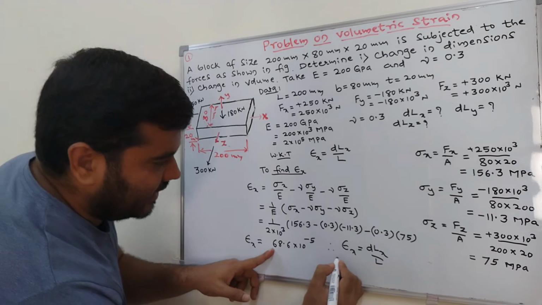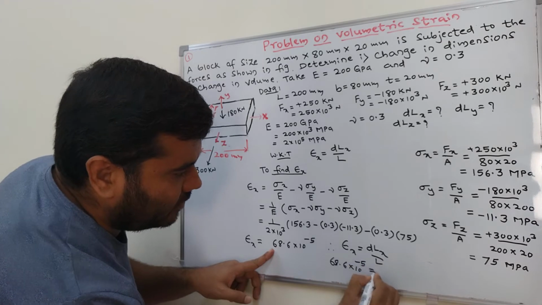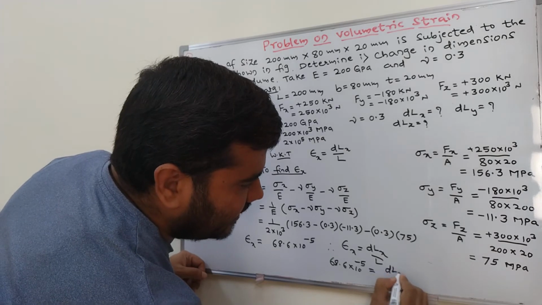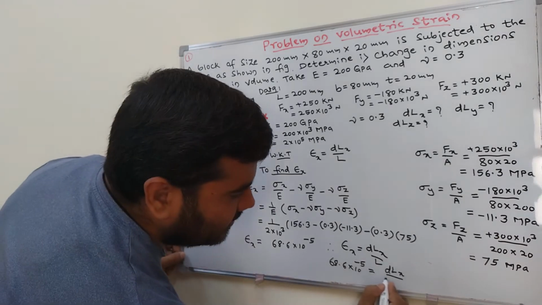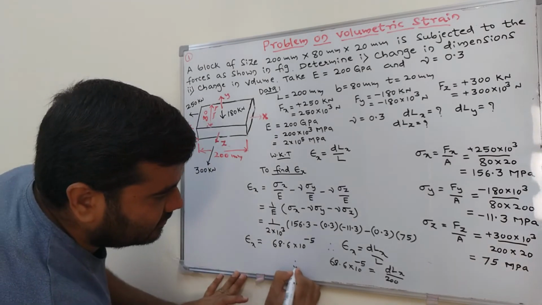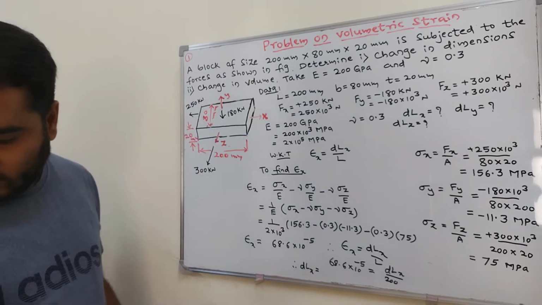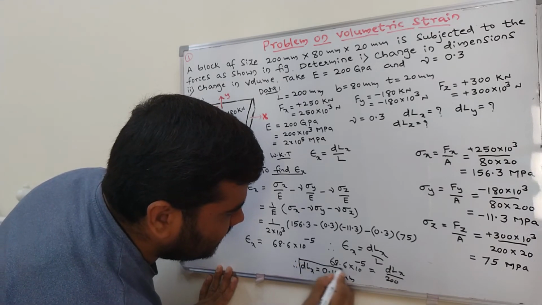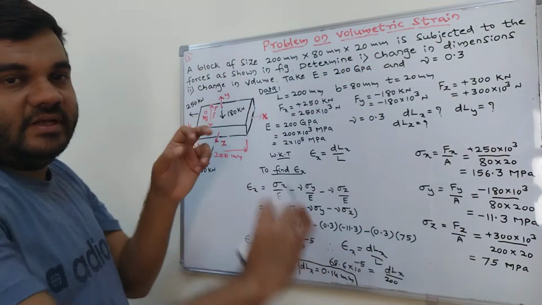I know the strain in x direction is 68.6 into 10 raised to minus 5, equal to the change in length in x direction divided by length. Length is 200. Therefore, change in length in x direction equals 0.14 millimeter. This is only the first bit, the change in dimension in length in x direction.